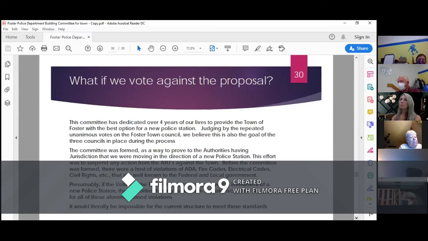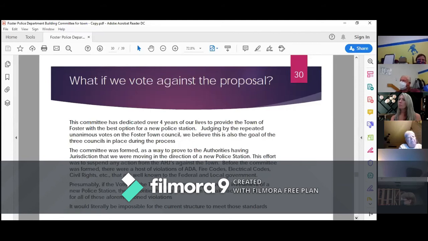And people say, you know, well, what? I don't think the police need a shower. Well, if you're a police officer, I probably disagree with that because I know a lot of them, and they get urinated on and thrown up on and roll around in the dirt and everything else. They damn well need a shower. So, and you need one for women and men, obviously, because this isn't a dormitory. So there's a number of different things. There's a host of violations of the ADA, fire codes, electrical codes, the civil rights issue, and they're all well known by the federal and local government.